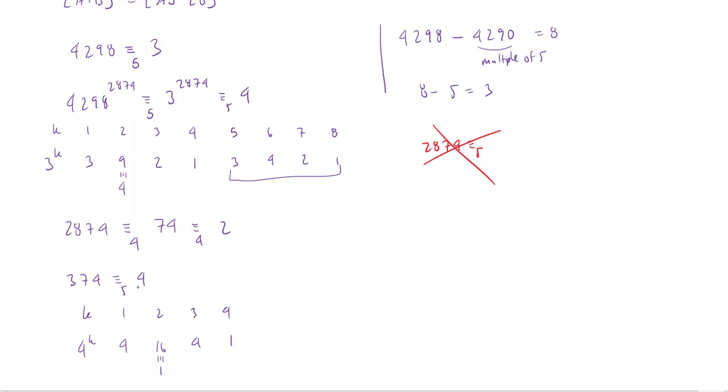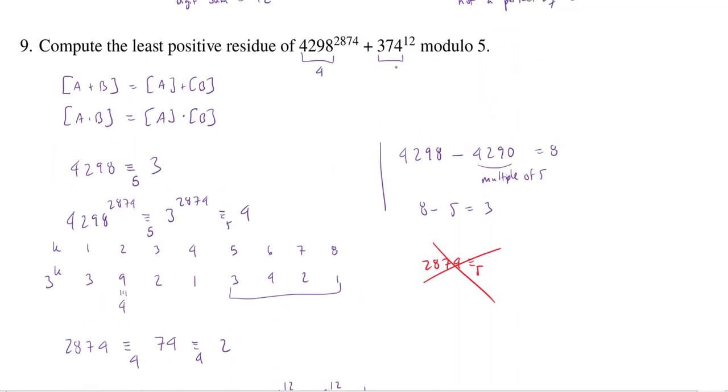Well, let's see. We're raising it to the 12th power, right? So 374 to the 12th is congruent to 4 to the 12th, and even power is a 1. So this is actually just congruent to 1 modulo 5. And so we come back up. This is a 1. 4 plus 1 is going to be 5, but 5 is 0 modulo 5.